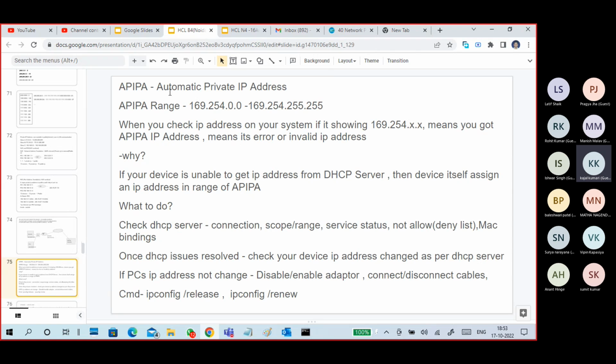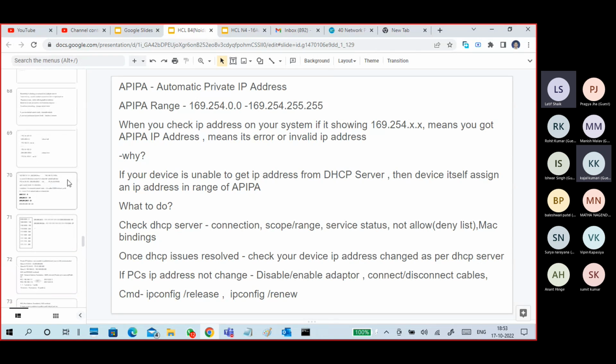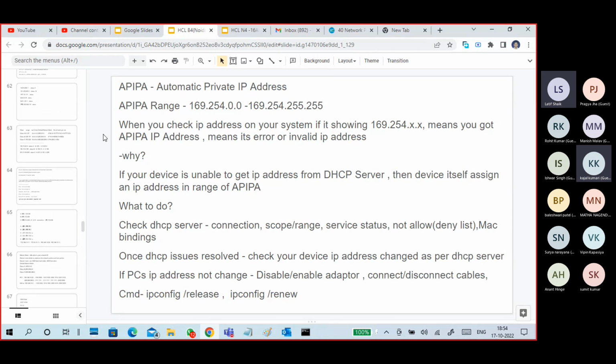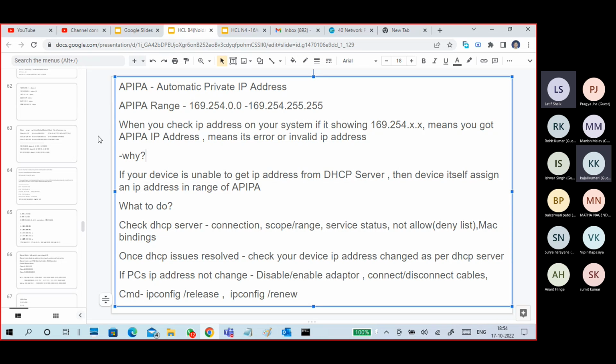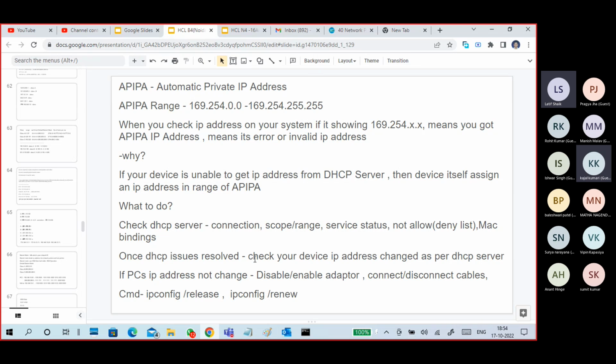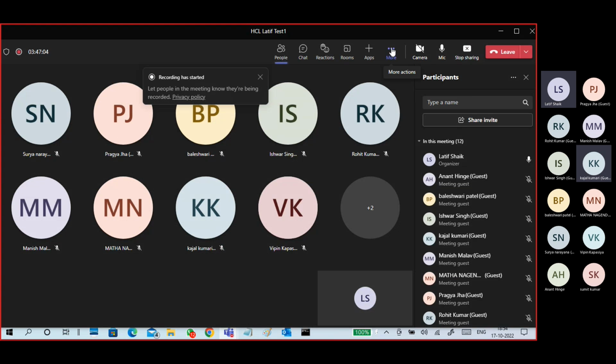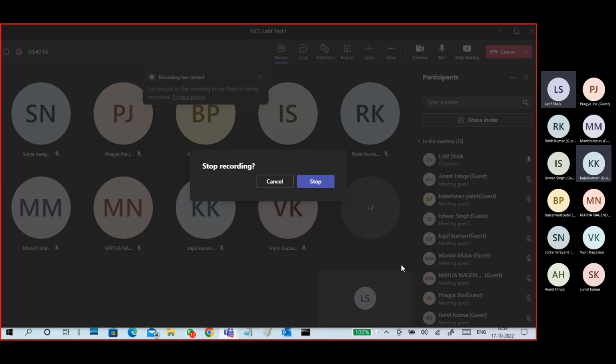Yes, sir. Okay, I didn't explain APIPA, ping commands and all. We'll see that tomorrow. We'll start with some service desk kind of concept. Okay, no problem. I will start the service desk concept because that is very important, so first of all, we have to finish that. Okay, that's it for today, guys. It's already getting around 7.